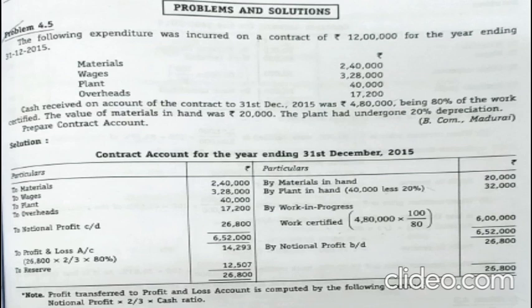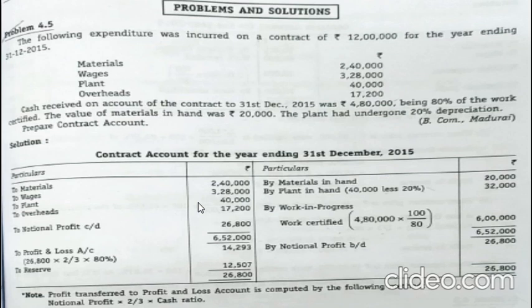So your contract price, your work in progress, your materials or the assets at the end of the period, minus the expenses of the contract or the cost of the contract, will give you the notional profit. So your notional profit here is 26,800. Now we will be deciding what percentage of the notional profit will be transferred to your profit and loss account and the remaining to your reserves.